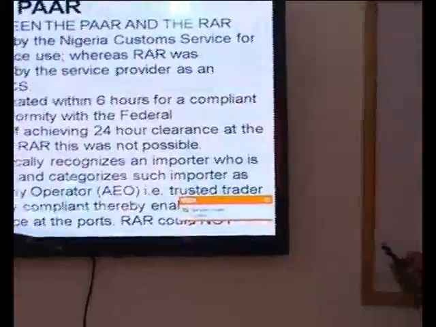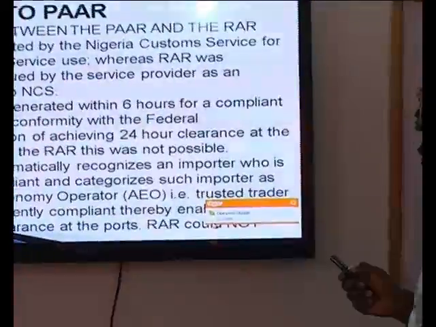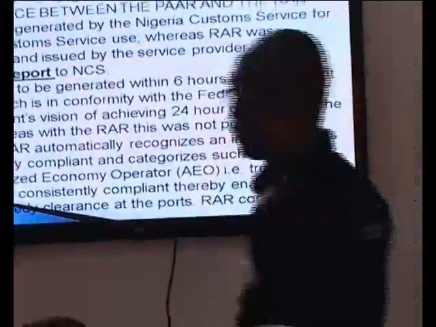Look at the difference that Customs put in the public domain. PA is generated by Nigerian Customs Service for Nigerian Customs Service use, whereas RA was generated and used by Nigerian Customs Service as an advisory report.